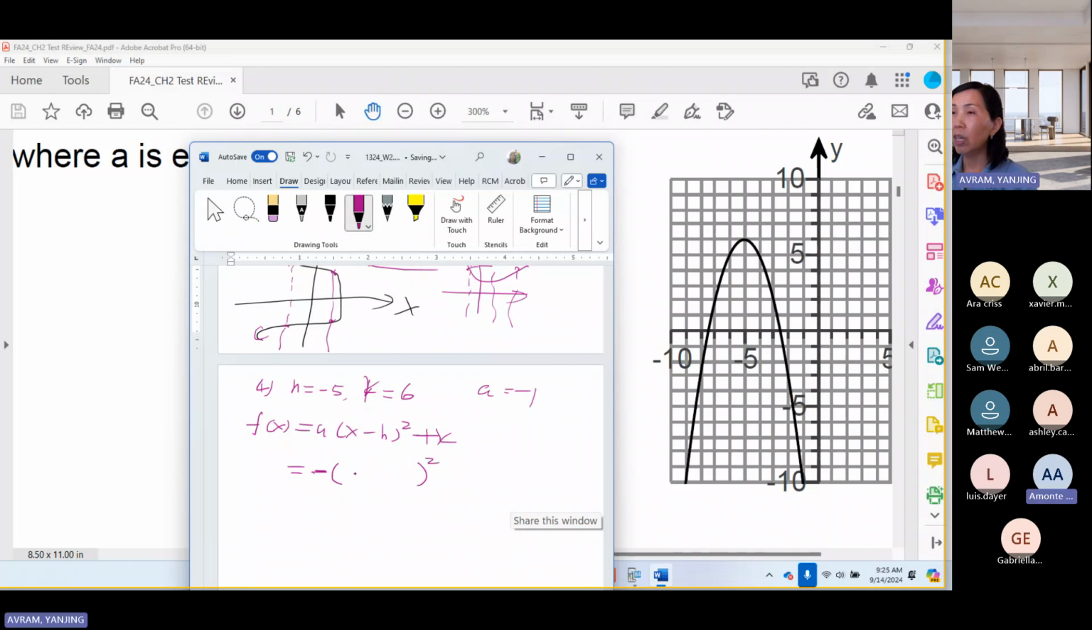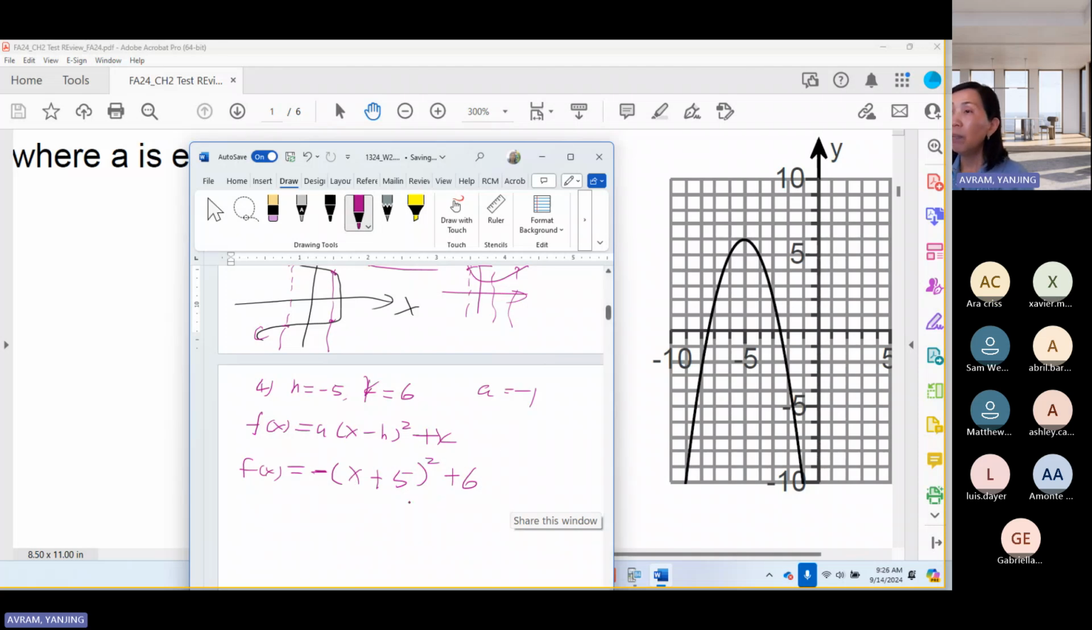All right, so X minus H. H is what? -5. So this will become what? Positive, +5. Yes, +5. And then what? Plus K, and so 6. Plus 6. Yeah. All right, so look at it. This is this kind of equation.